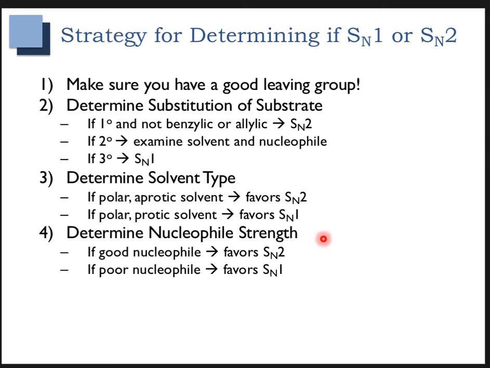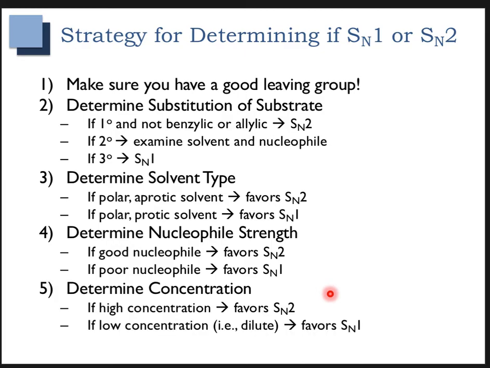Then you would look at the nucleophile. Good nucleophiles are going to favor SN2. Poor nucleophiles are going to favor SN1. And the last thing that you would want to look at would be concentration. So higher concentrations are going to favor SN2, and lower concentrations, meaning dilute reactions, are going to favor SN1. So hopefully, between these three factors, two or all three are going to tell you, okay, SN2 or SN1, and you can make your determination that way to figure out what the mechanism is.